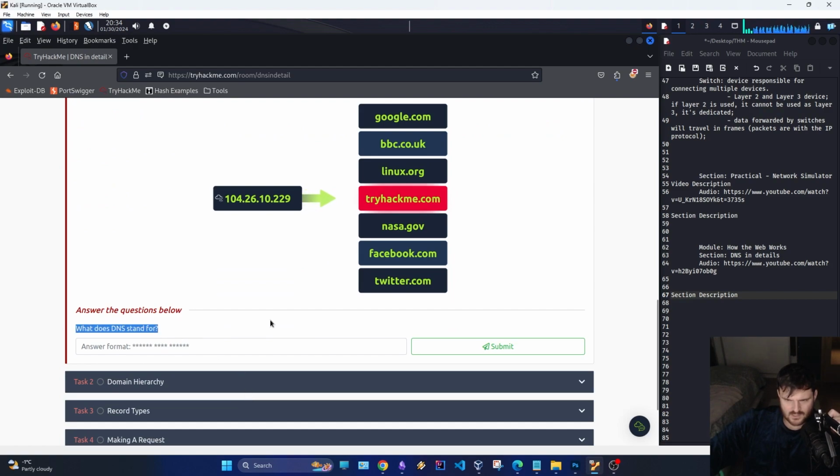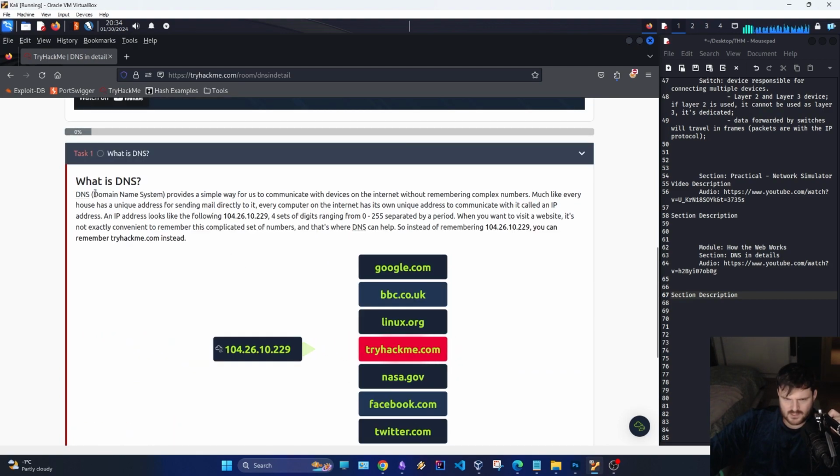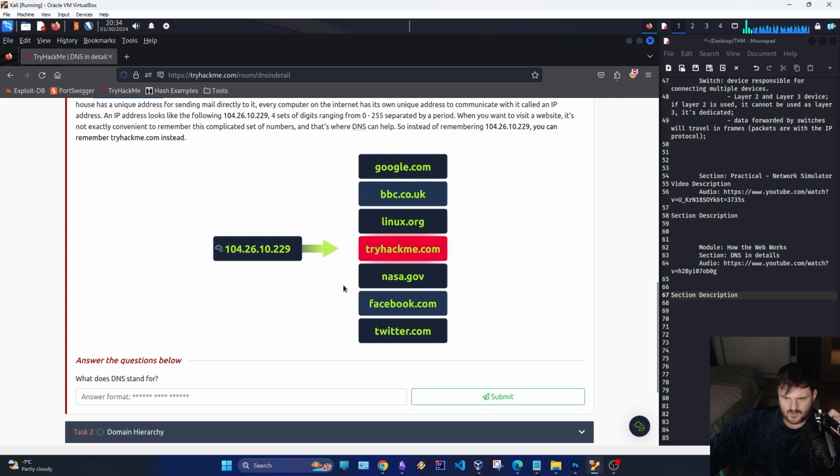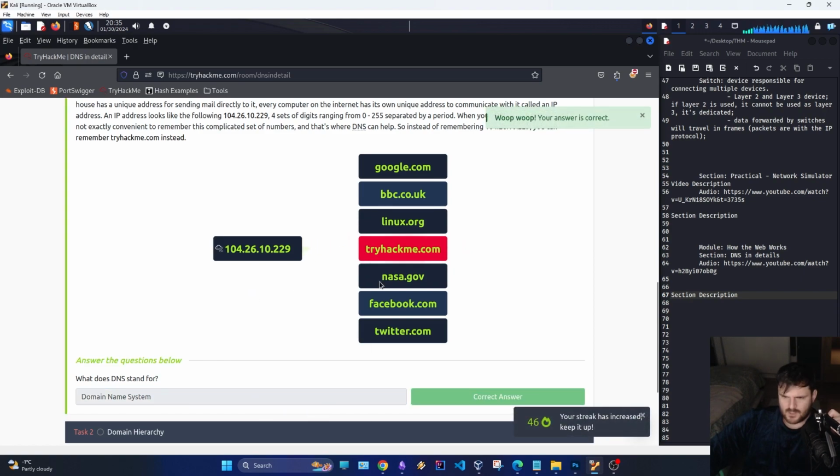What does DNS stand for? Domain name system. Right, and we can see in this short diagram, the IP is resolved to its name, TryHackMe. That's done for any website on the internet.